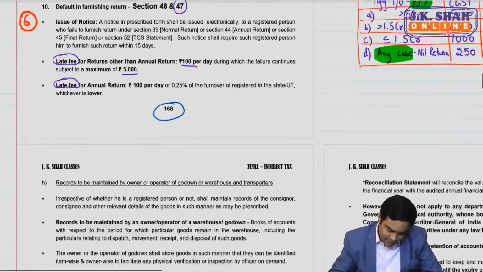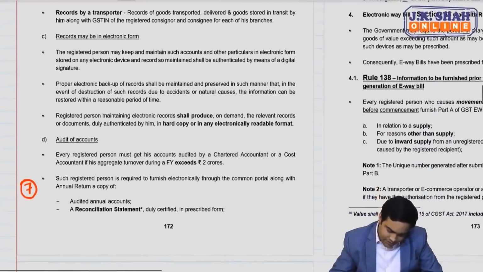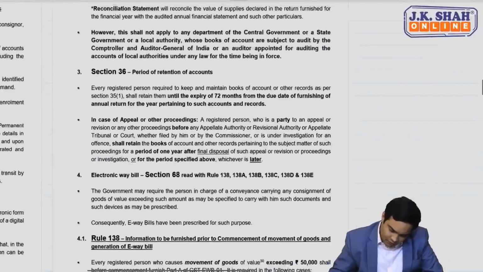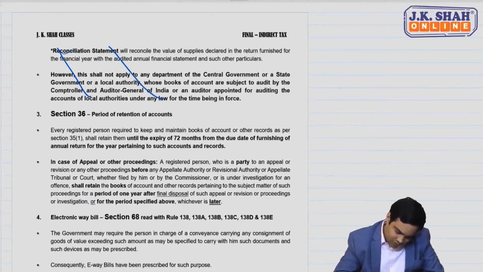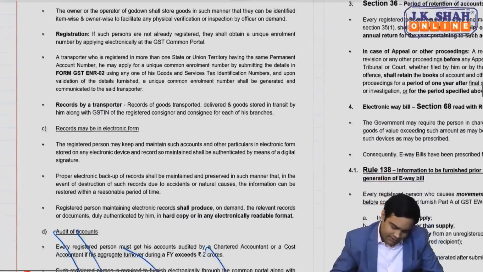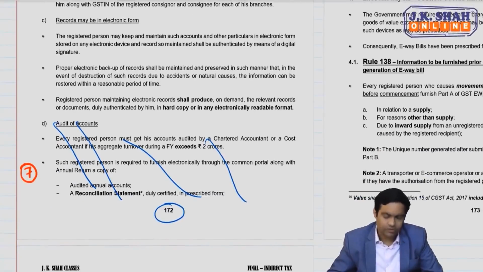Okay. Then come to page number 172. You can see audit of accounts. You will delete this, and this is carried forward to 173 also. That also you will delete. So this point has been deleted. Audit of accounts not required now. This was section 35.5 which has been deleted.